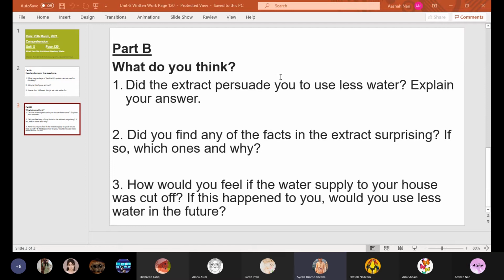Teacher, I'm done. All right. Girls, done? Okay. The extract persuaded me to use less water because only 4% of water is fresh. Only 4% of water is fresh. Teacher, there are 4 questions, but you only wrote 3. Yes, only 3 we are going to do. Okay.